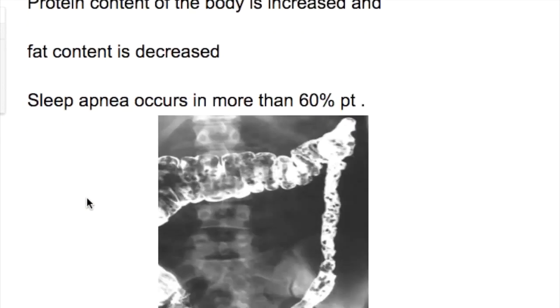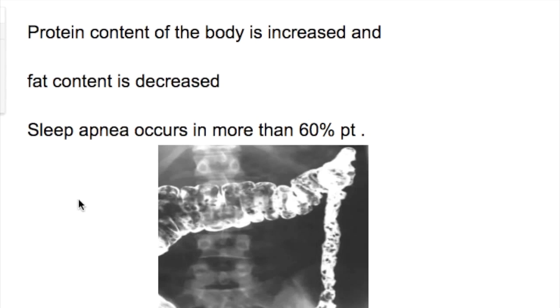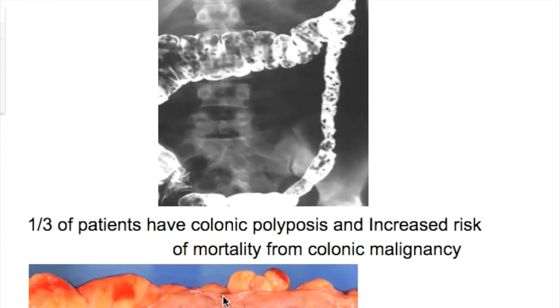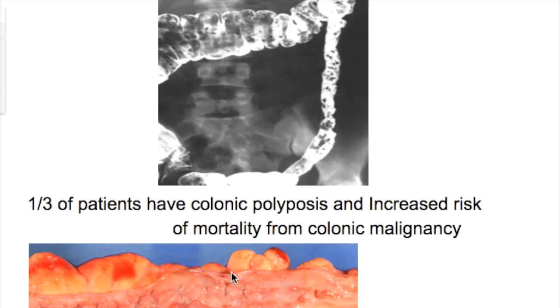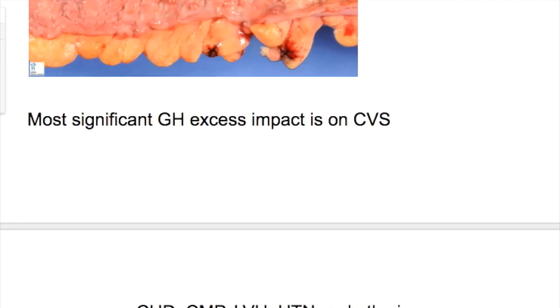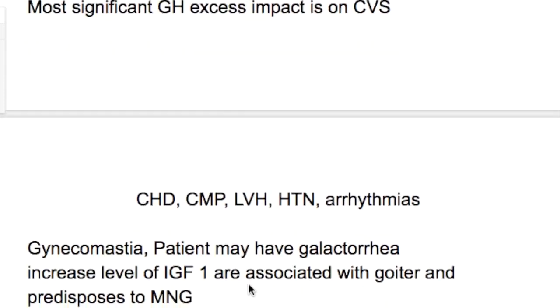And what's the effect on respiratory, gastrointestinal, and cardiovascular systems? In the respiratory system, sleep apnea occurs in more than 60% of patients. In the gastrointestinal system, one-third of the patients have colonic polyposis, with an increased risk of mortality from colonic malignancy. And the most significant effect of the GH axis is on the cardiovascular system. There are coronary heart disease, cardiomyopathy, left ventricular hypertrophy, hypertension, and arrhythmias.